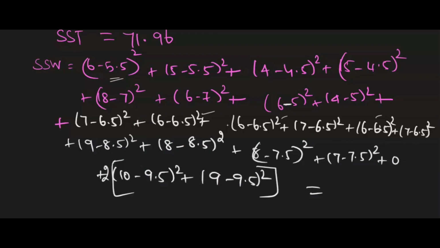How many times 1.5 came? How many times 0.5 came? So you can calculate once and then multiply by that number. So this value is 8.5. So your SSW is also there.